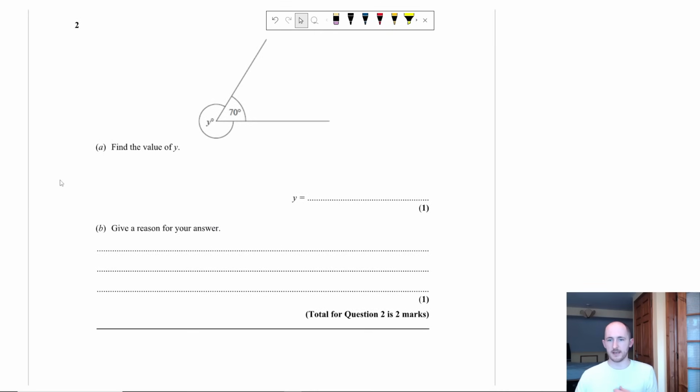Okay, so for question 2, we need to find the value of y and also give a reason. In this case, it's angles around a point add up to 360. Since we already have 70, we're going to do 360 minus 70, which is 290 degrees. And the reason is angles around a point.